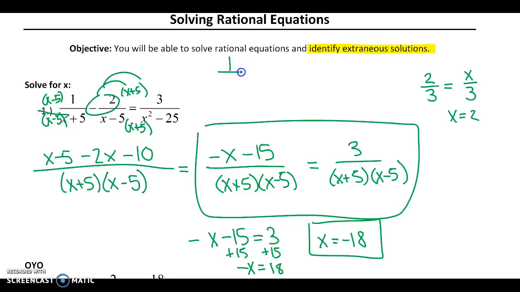So you can go ahead and plug this in and just make sure that it's okay. In this case, it will be, but double check if you don't believe me. So none of these denominators will be 0. I'm okay. Let's go on to the next one.